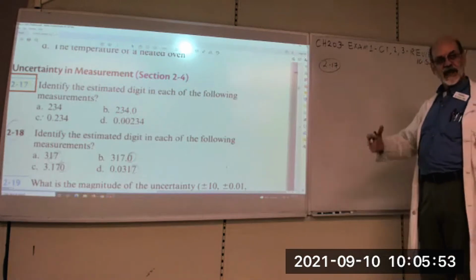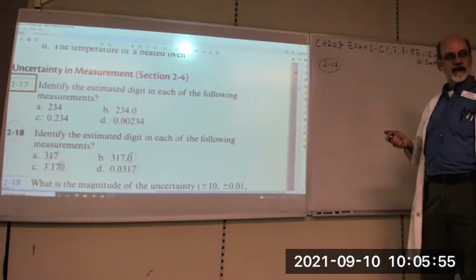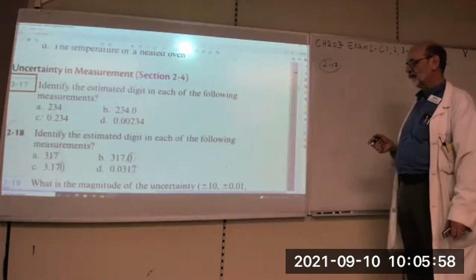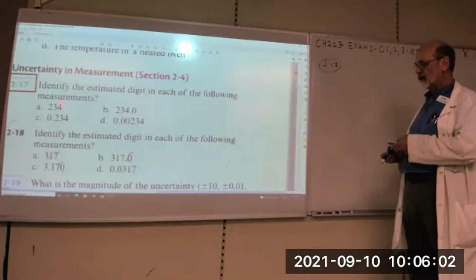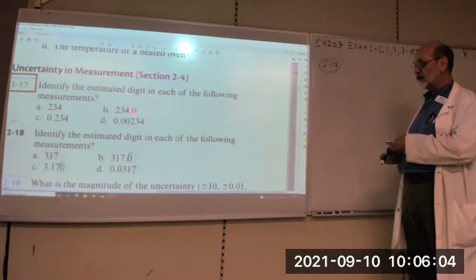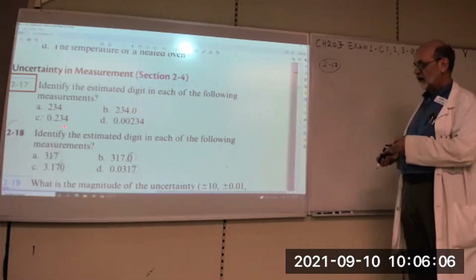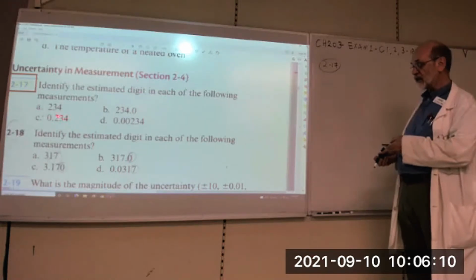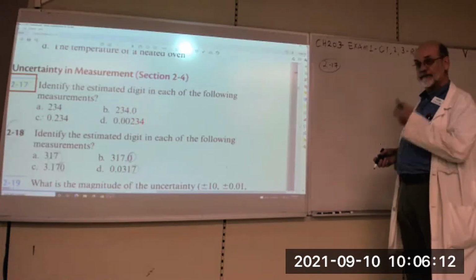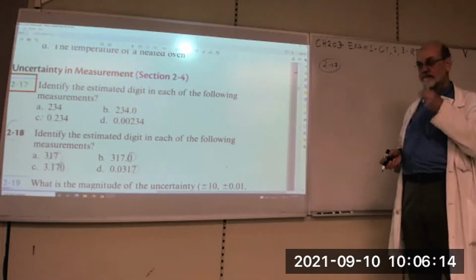Everything else is certain. The last digit to the right is the estimated one. So the estimated digit for this one would be 4. The estimated digit for this one would be 0. This one would be 4 as the digit, and this one would be 4. So it's just always the last number.